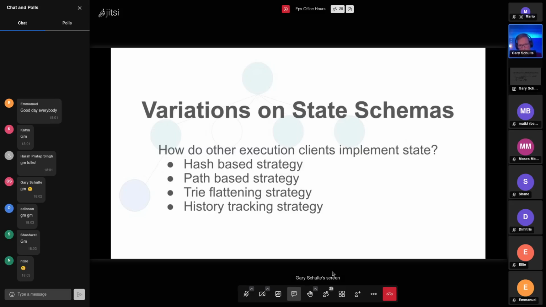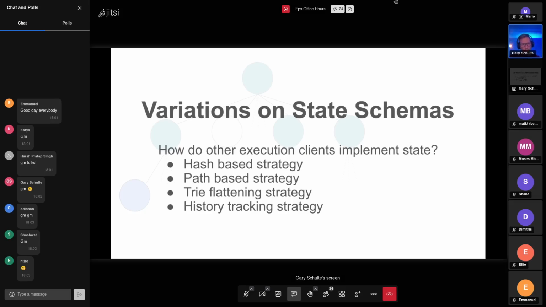So what Shane was alluding to, variations on state schemas in different clients. And I'm going to say it again, we're not experts on other client implementations. I think of this portion of the presentation as a starting point for you to start exploring other client implementations, if you want a high level understanding of what these clients offer, what their benefits or trade-offs are, or fundamentally how their schema is working. So that said, other execution clients have kind of a grab bag of different strategies.